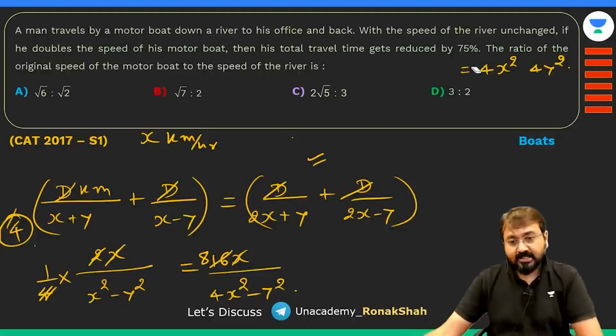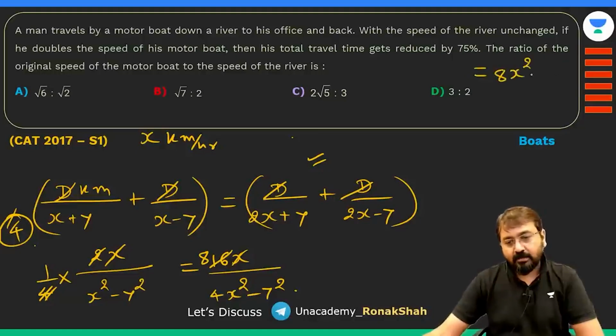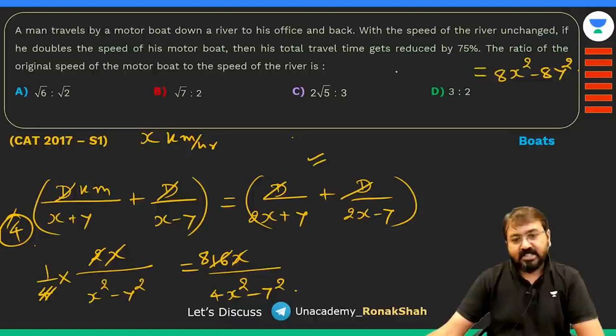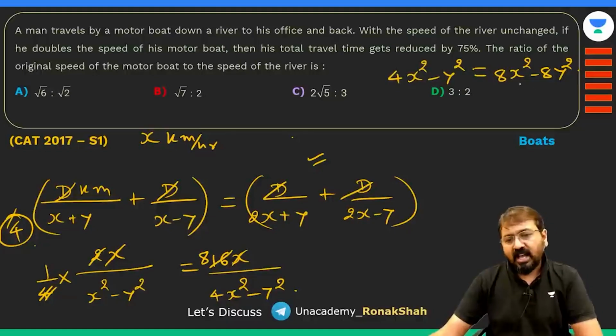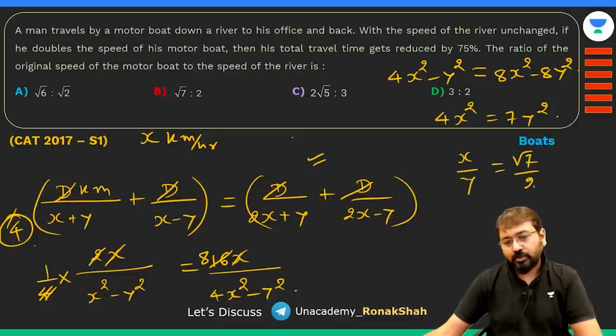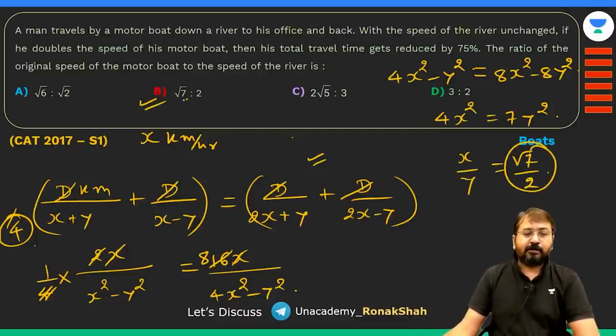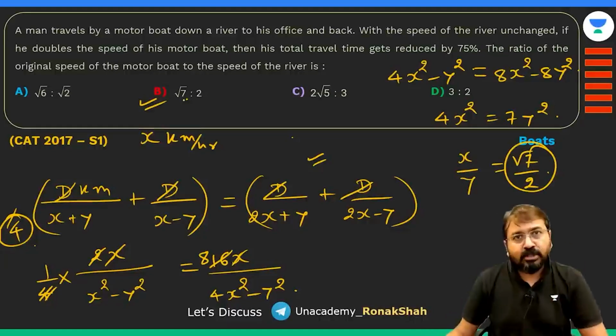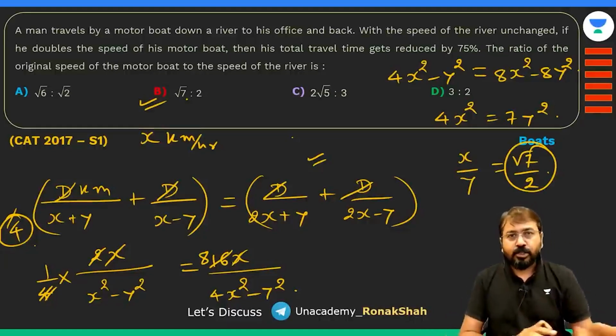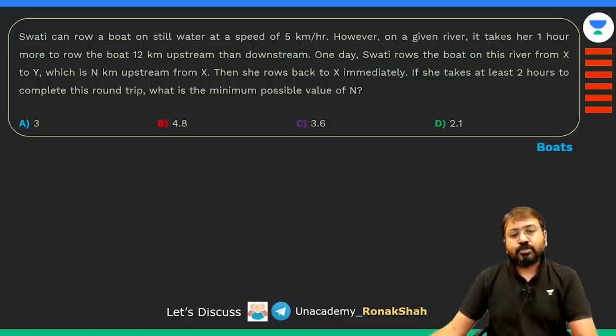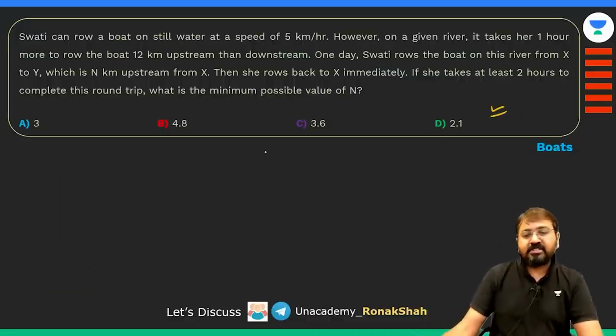So yeah, let's see what we are getting now. On the right hand side, we'll get 8x square minus 8y square. On the left hand side, we are getting 4x square minus y square. So if I just solve this, I'll get 4x square is equal to 7y square, or I can say x by y is equal to root 7 by 2. So this is the ratio of speed. It was just 3 steps actually, just that we got stuck somewhere, so it took a little longer. Let's look at one more such question, and this is actually a very simple question.